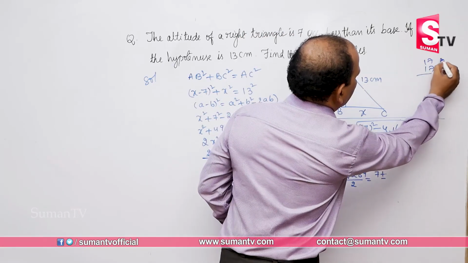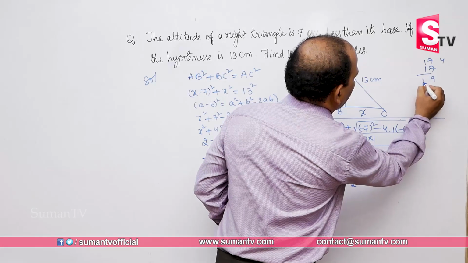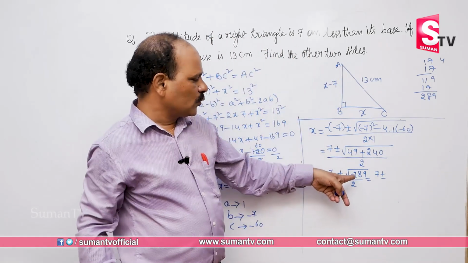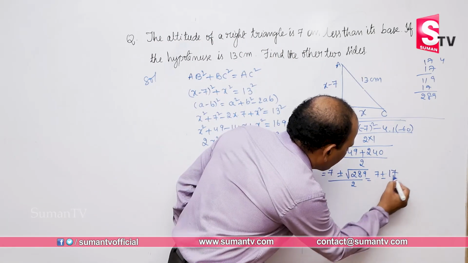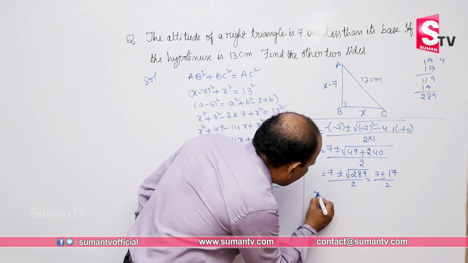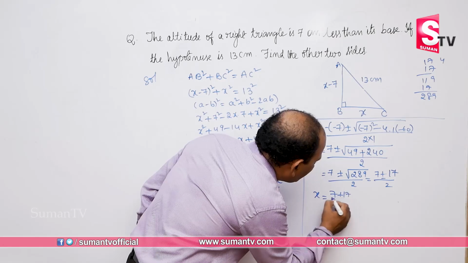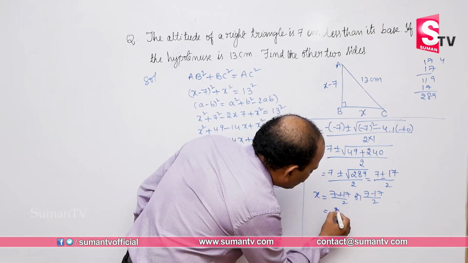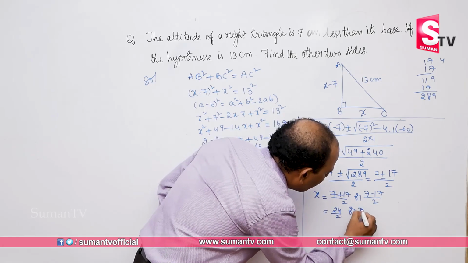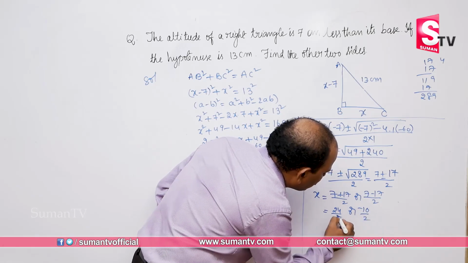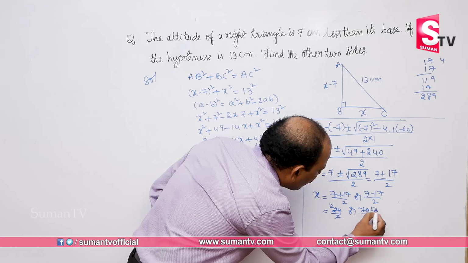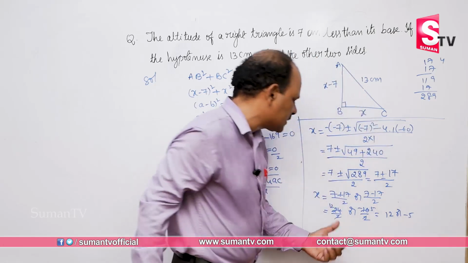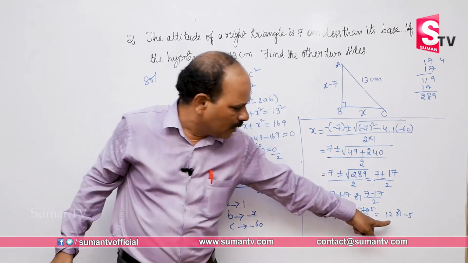Now let us find the square root of 289. 17 and 17. So the square root of 289 is 17 by 2. The x value is 7 plus 17 by 2 or 7 minus 17 by 2. 24 by 2 or minus 10 by 2. After cancellation, 12, 5. So 12 or minus 5. I am getting x value 12 or minus 5.